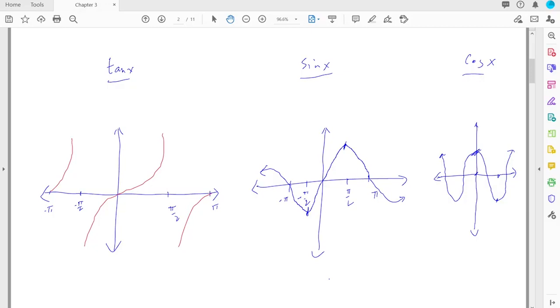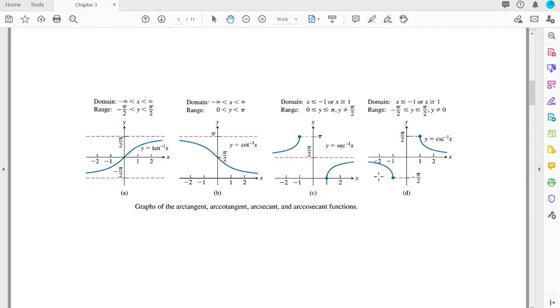For tangent or cotangent, the domain should be from negative pi over 2 to positive pi over 2. For sine or cosecant, the domain would be negative pi over 2 to positive pi over 2. For cosine and secant, the domain would be 0 to pi. So think about this. These are the graphs for the inverse functions for tangent, cotangent, secant, and cosecant. As you can see, the graph for tan inverse is arctan, which is also called arctangent, arccotangent, arcsecant, arccosecant.